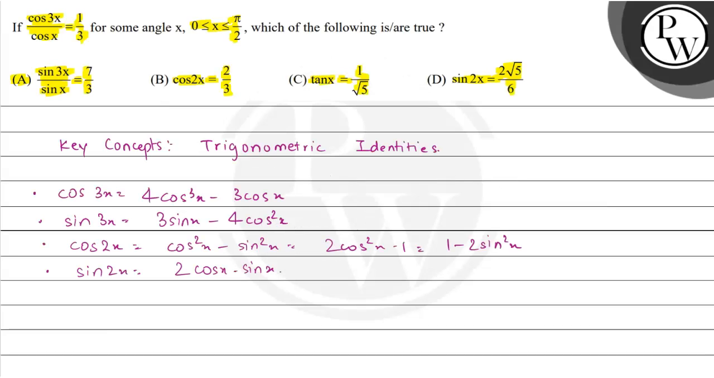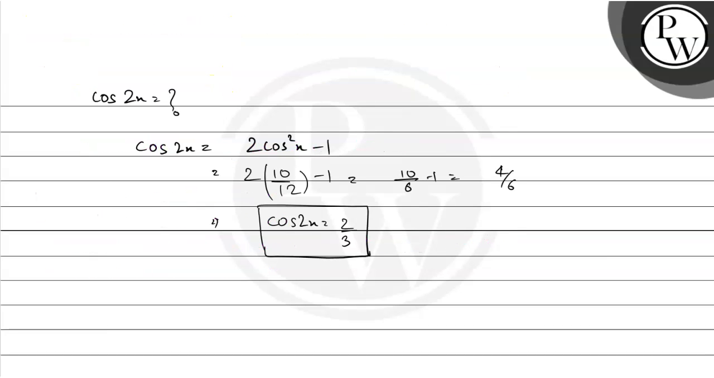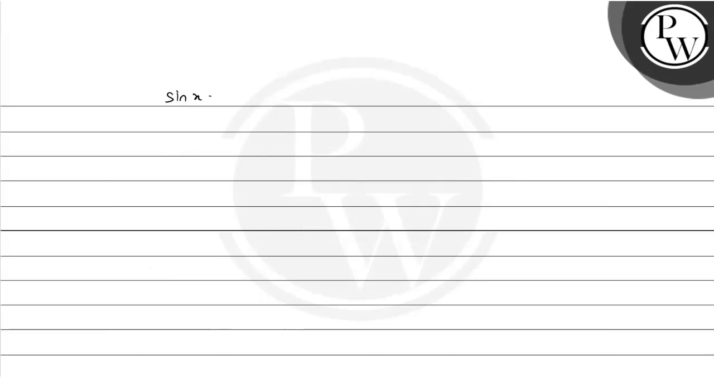Now we have to evaluate tan of x. So for tan of x, we should know both sin of x and cos of x. We already know cos of x to be under root of 5 upon 6, and using the basic identity that sin of x is equal to under root of 1 minus cos square x, sin of x is equal to under root of 1 minus under root of 5 upon 6 whole square, which is 1 upon under root 6. We already have our value of sin of x to be 1 upon under root 6.